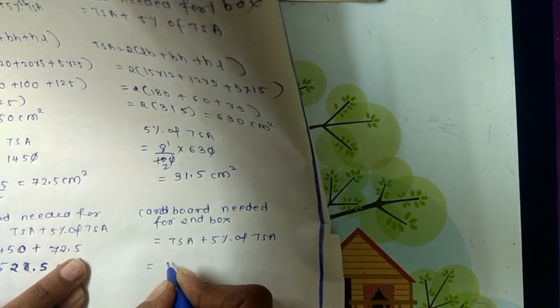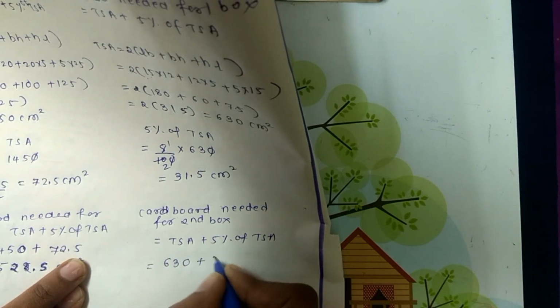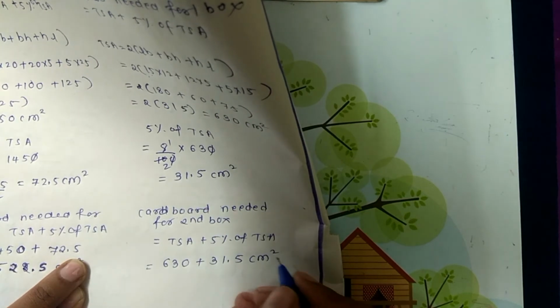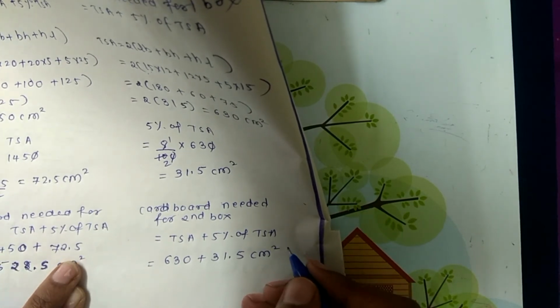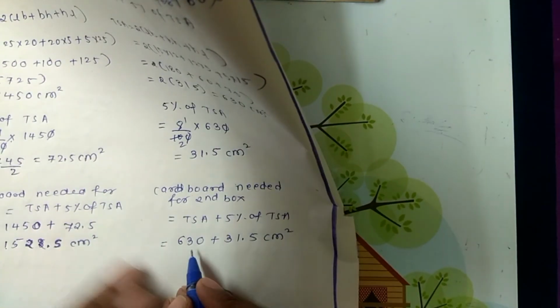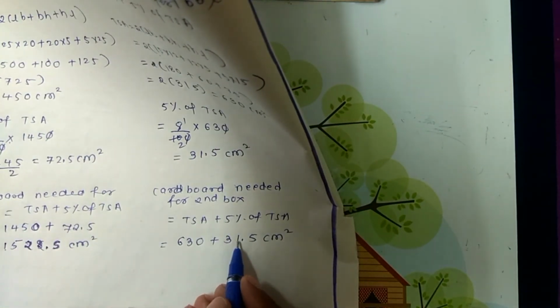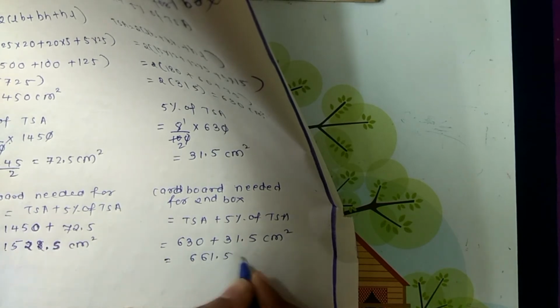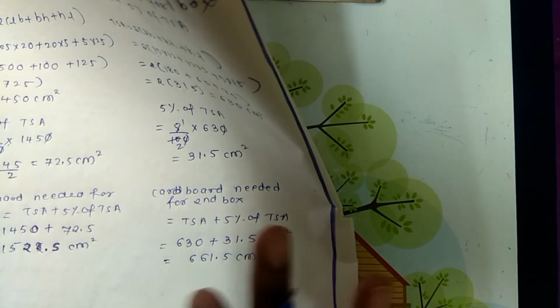So TSC we have here 630 plus 5% is 31.5 centimeter square. So finally you will get the answer, you have to add these two. So 630 plus 31.5, that is 661.5 centimeter square. So this is the cardboard needed.